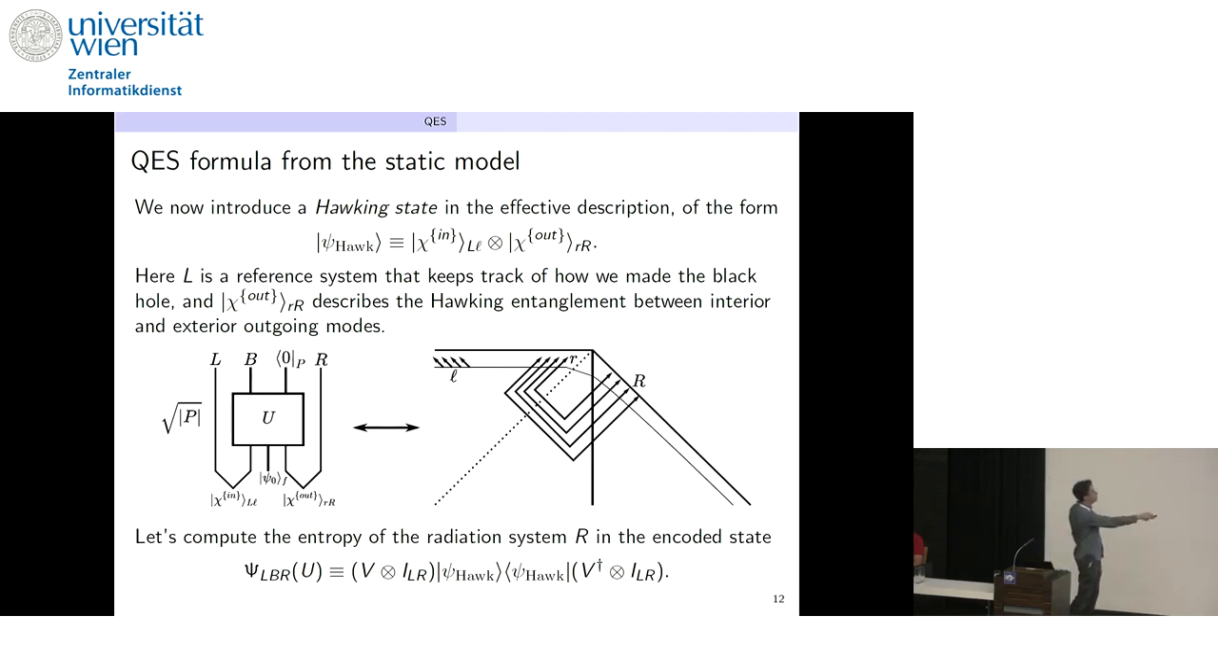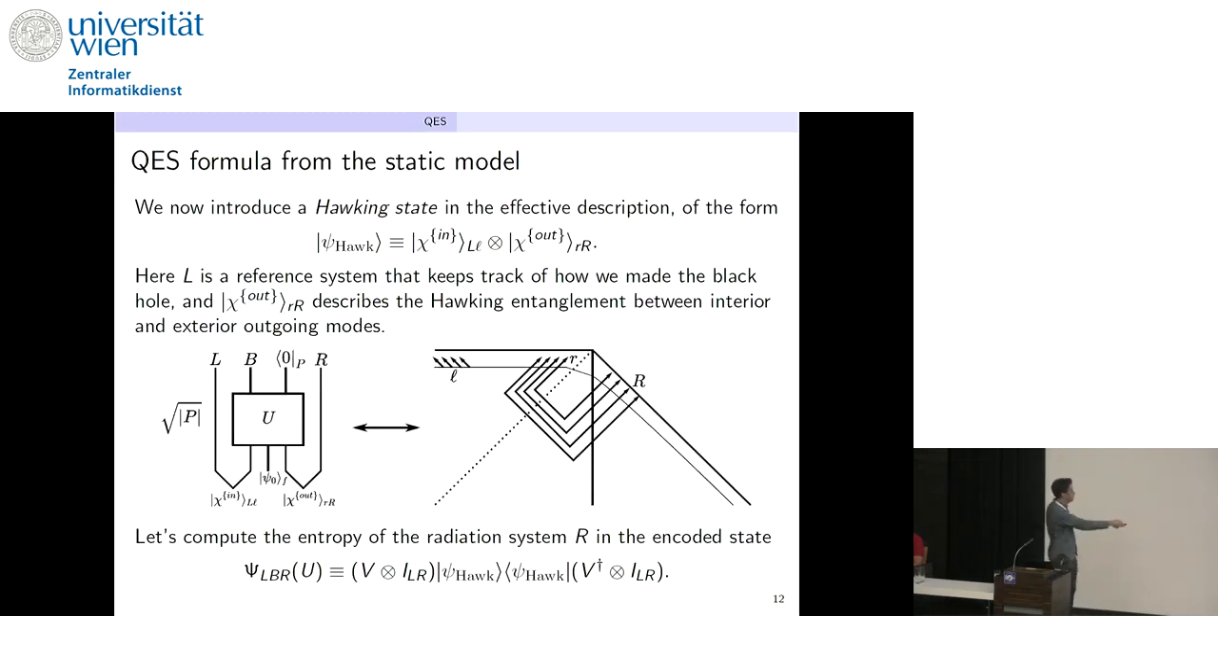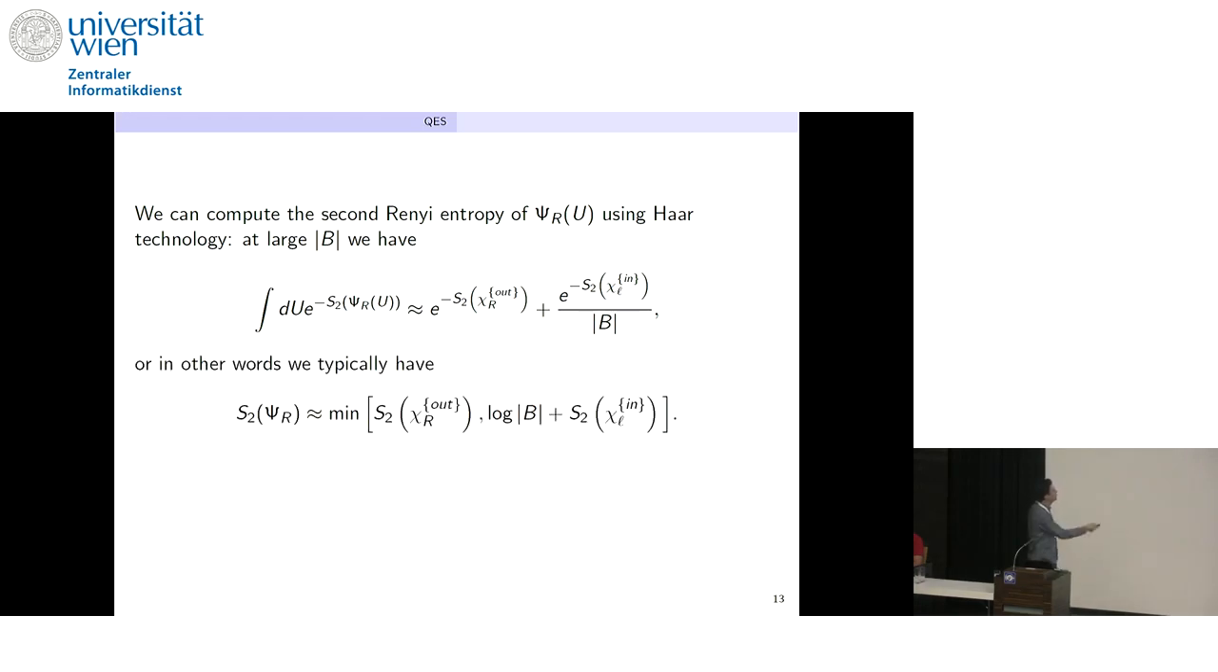So here's a picture of it over here, right? Here's the Hawking entanglement. And then here are these left movers, which are entangled with some reference system I didn't draw. And then we can encode that like this by passing it through the encoding map, and we get some state capital psi, which lives on L, B, and R, and big R, which just looks like this. All right, now what we really want to do is compute the entropy of this encoded state on the Hawking radiation. So we can do that using this unitary integral technology. We get some formula like this.